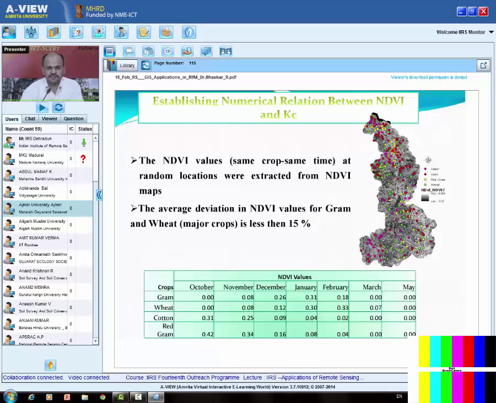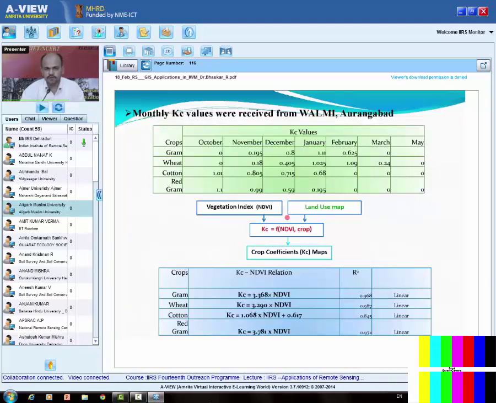As you can see here, these are spatially distributed points from where we have collected the data. Before this, we generated the land use map. For every crop type, we selected something around 100 points randomly, and for those 100 points, we extracted the NDVI value for all the months in the Rabi season, and the average of all those 100 values after statistical analysis and filtering is mentioned here. So if there is a gram crop, how the vegetation index will vary. For cotton, how it will vary. For red gram, how it will vary. And for the same crop, for the same months, we have calculated the KC value from WALMI.